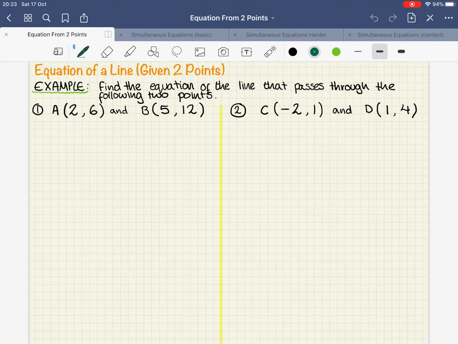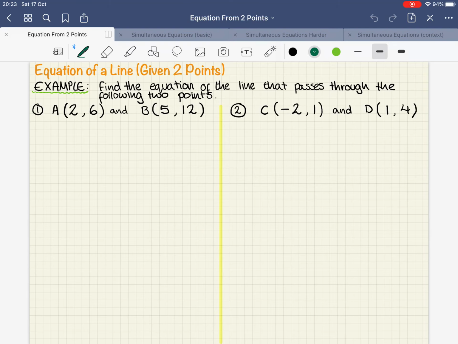So we're now on to our last video for finding the equation of a line. The main difference from this one with our previous one is we have not been given the gradient, but instead we have been given 2 points. So we're being asked to find the equation of the line that passes through the following 2 points.